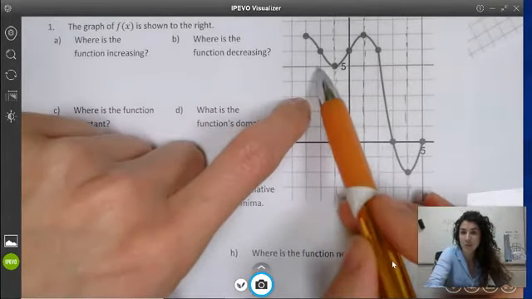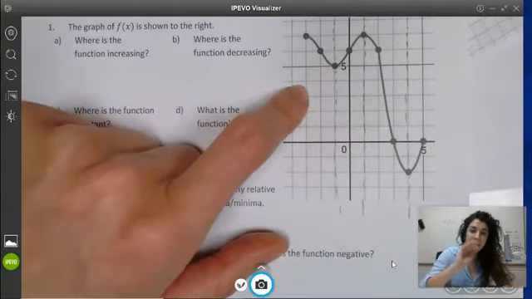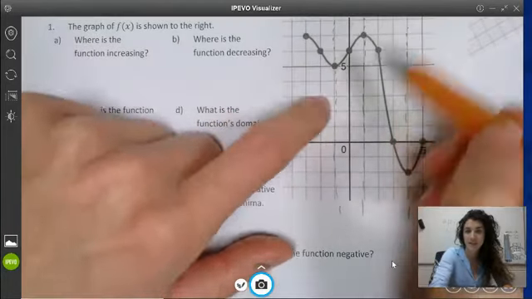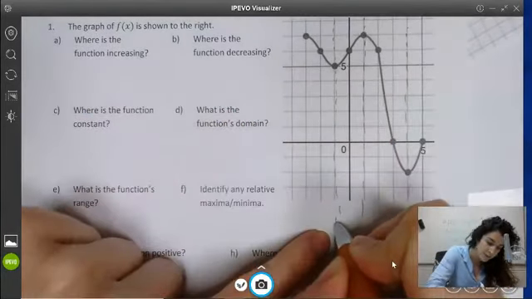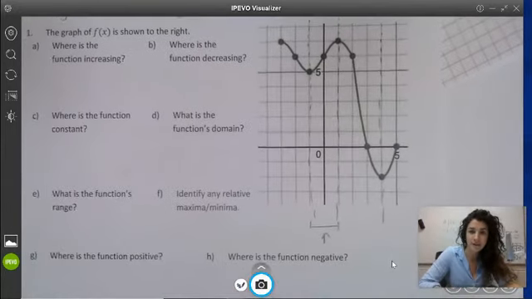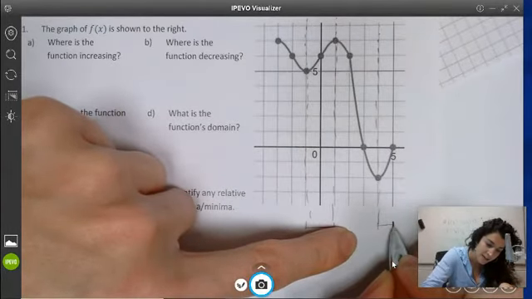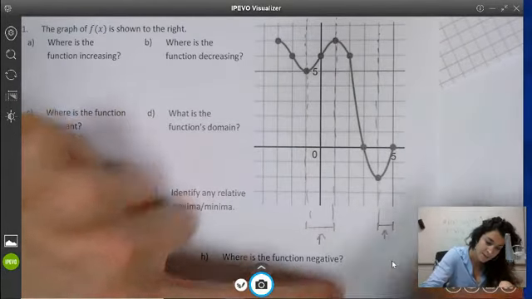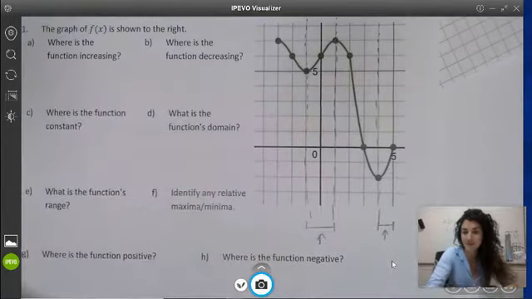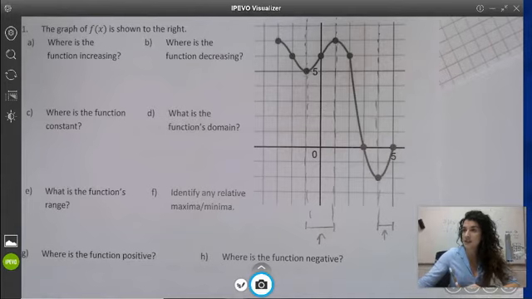Now that I've split it up into sections, I have 1, 2, 3, 4 sections. I'm looking from left to right, where are we increasing? And that's in this section, we're increasing. And in this section, which only happens to cover a distance of 1. So those are our two intervals that are increasing.